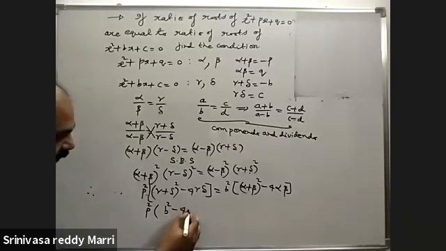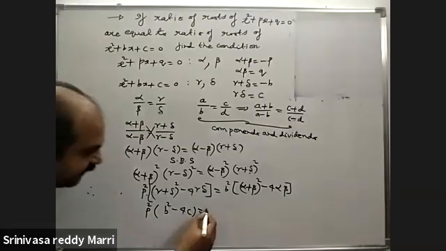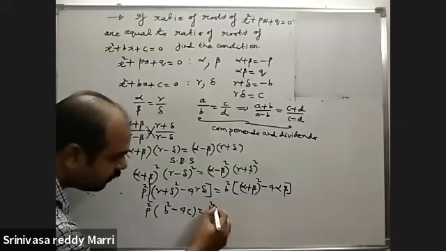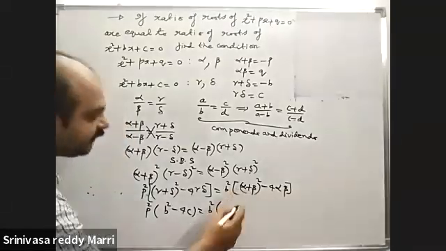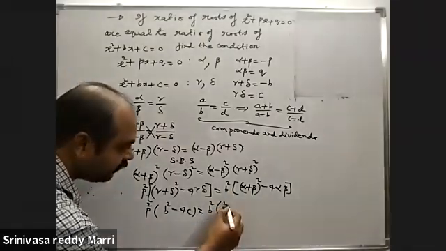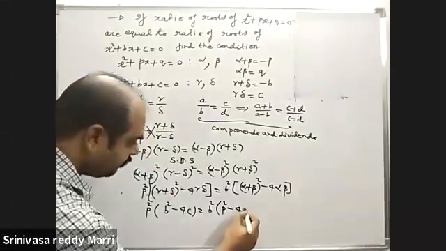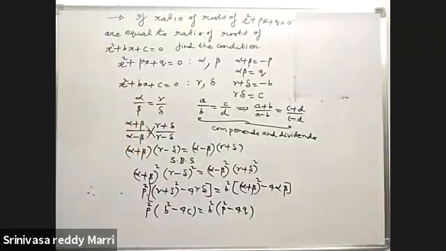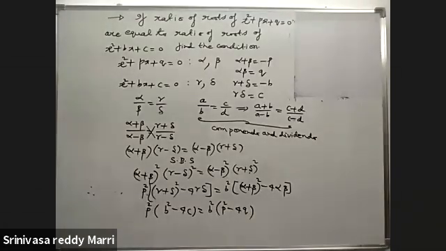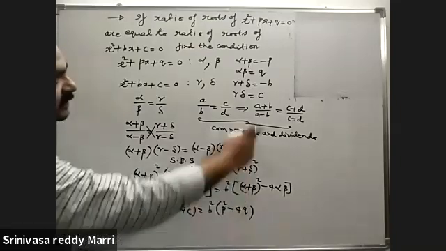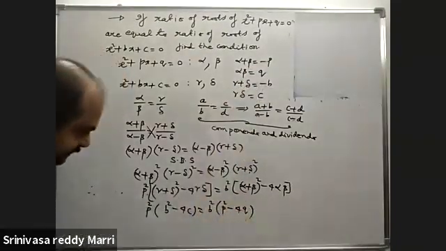B square minus 4C equal to B square into (alpha plus beta) whole square, P square minus 4Q. You know, (gamma plus delta) whole square is B square minus 4C equal to B square into (alpha plus beta) whole square, P square minus 4Q.